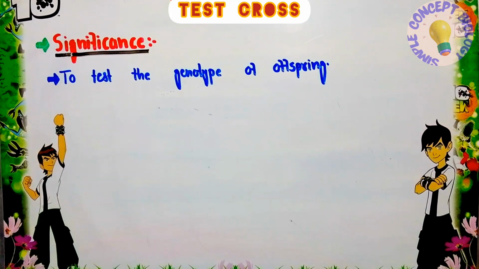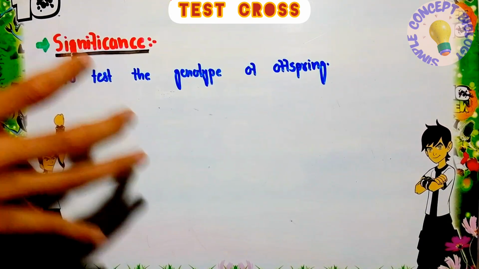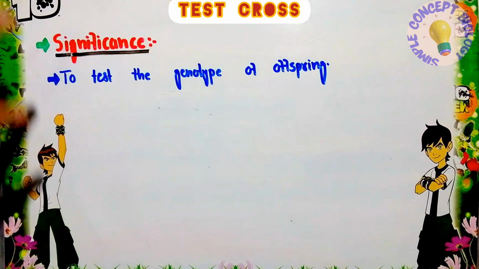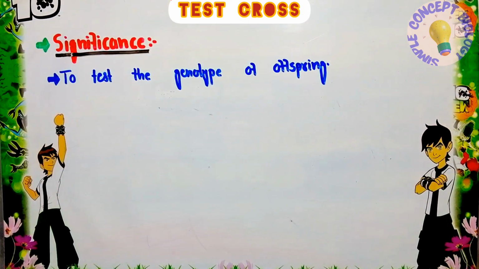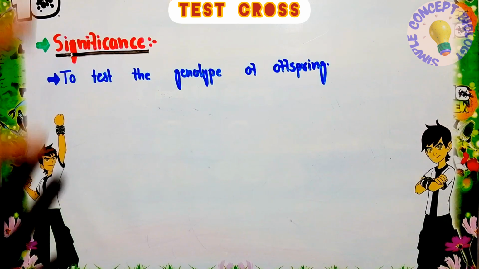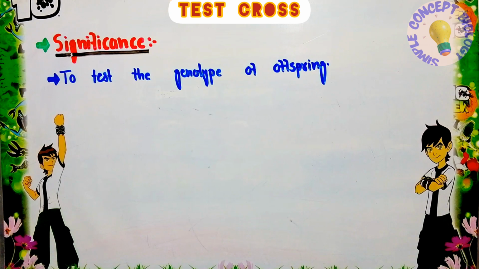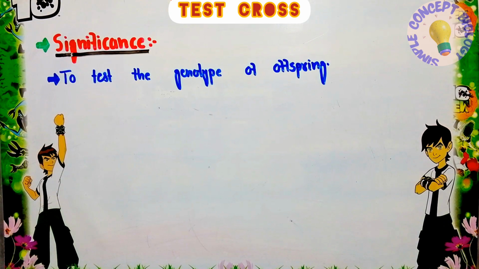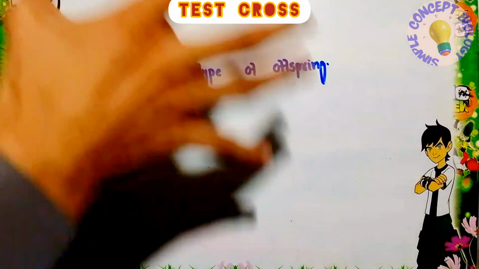Now what is the importance or significance of the test cross? The test cross is performed to know the genotype of the offspring, or the F1 generation. This is one of the most important purposes of the test cross: to know the genotype of the offspring. This is all about the test cross.